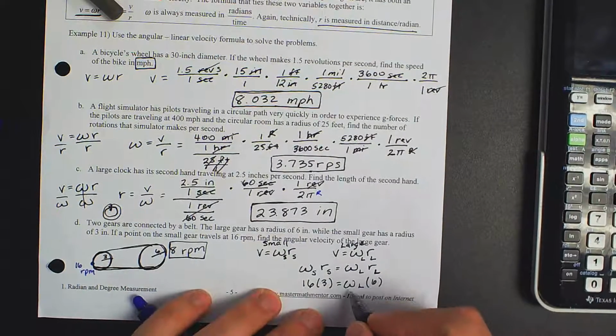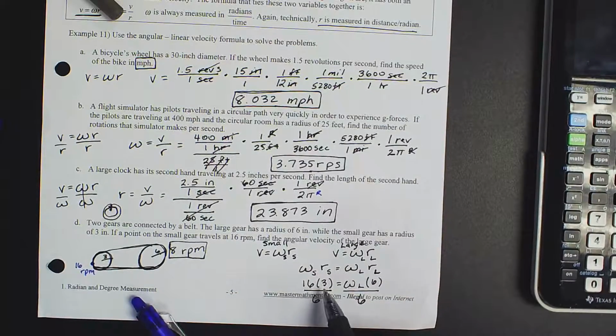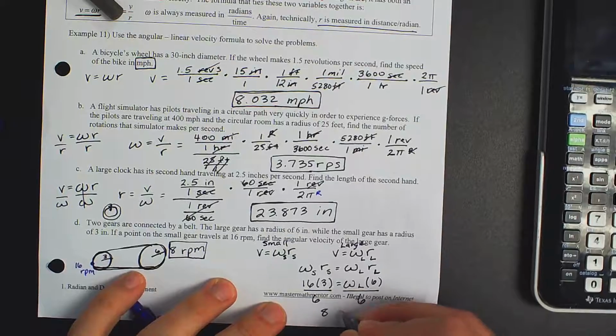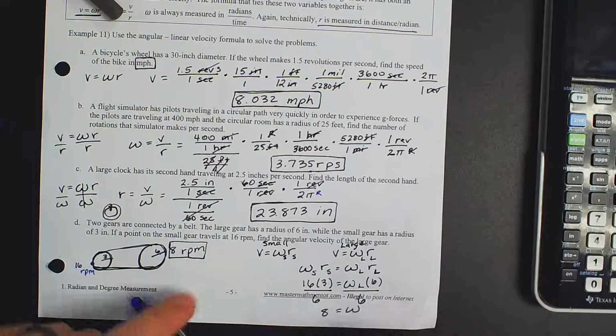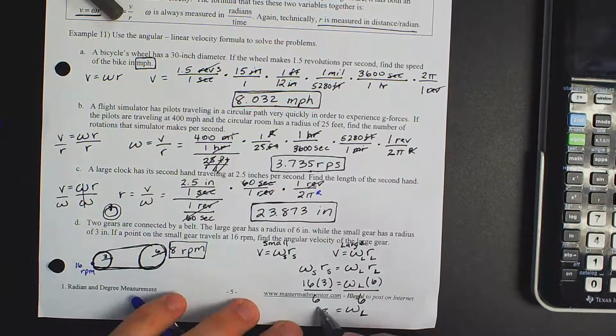So we want to isolate the omega sub L. So divide both sides here by 6. 16 times 3 is 48. 48 divided by 6, you guessed it, 8. So the algebra backs up the logic of this problem. So there we go. That is that.